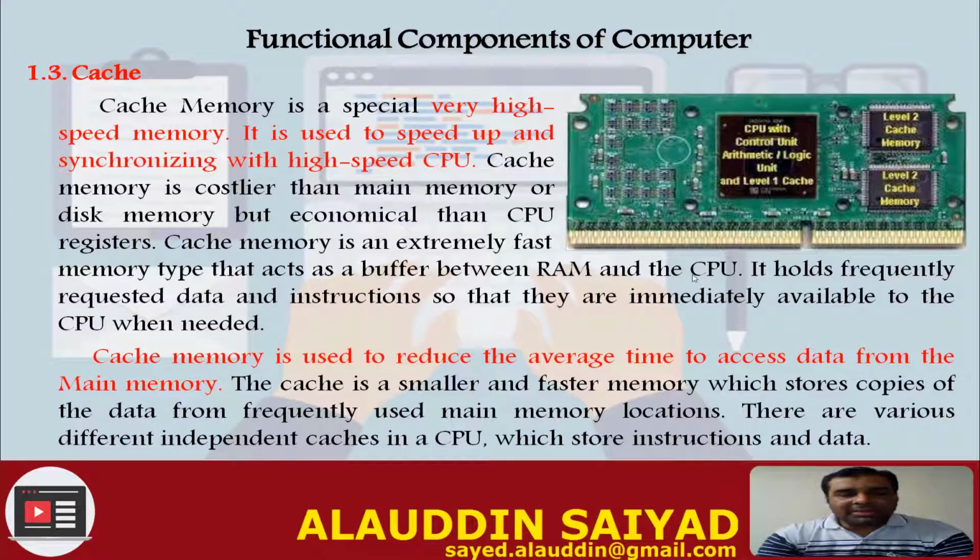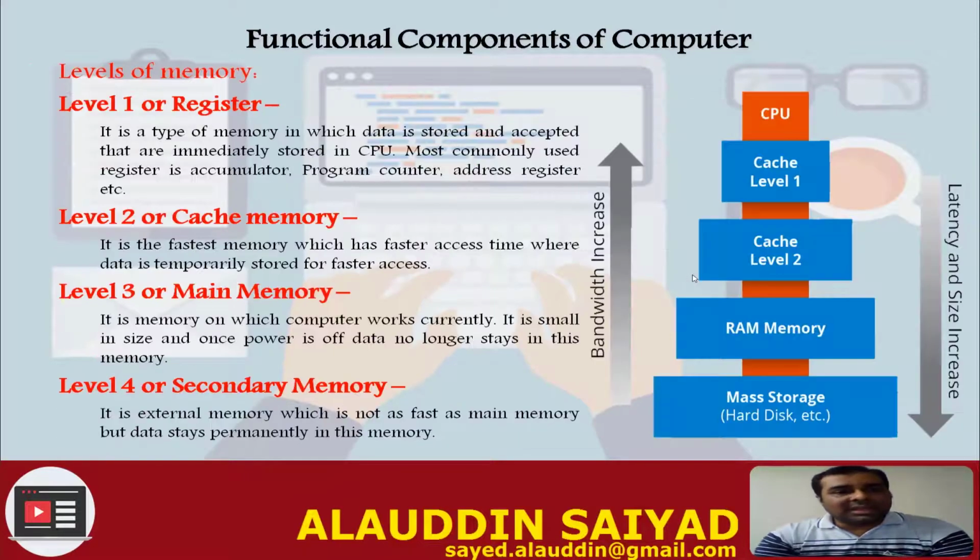There are various independent caches in a CPU, which store instructions and data. The levels of memory are: level 1, which you can call a register; level 2 is a cache memory; level 3 is a main memory; and level 4 is a secondary memory. From the CPU's point of view, the next immediate memory is level 1, followed by cache level 2, random access memory, that is level 3, and the mass storage, that is the secondary storage device, level 4.